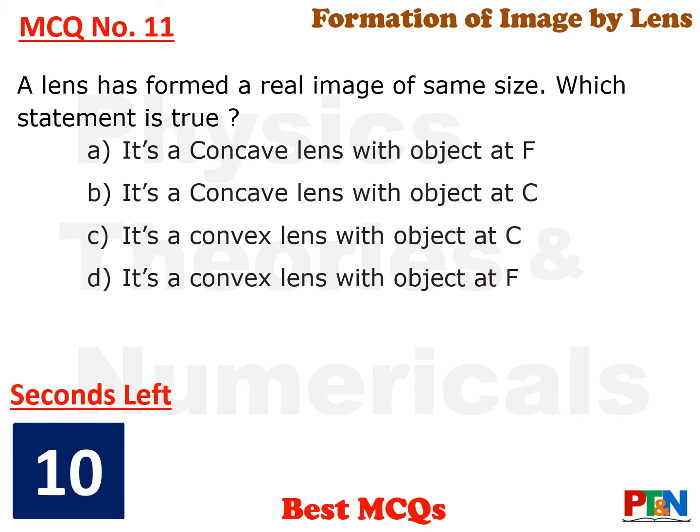Next MCQ. A lens has formed a real image of same size. Which statement is true regarding the type of lens and the position of the object? 4 options, 10-second time. Time starts now. Easy one.